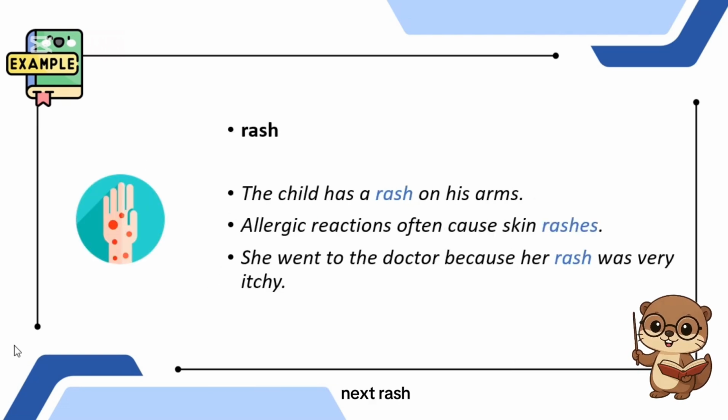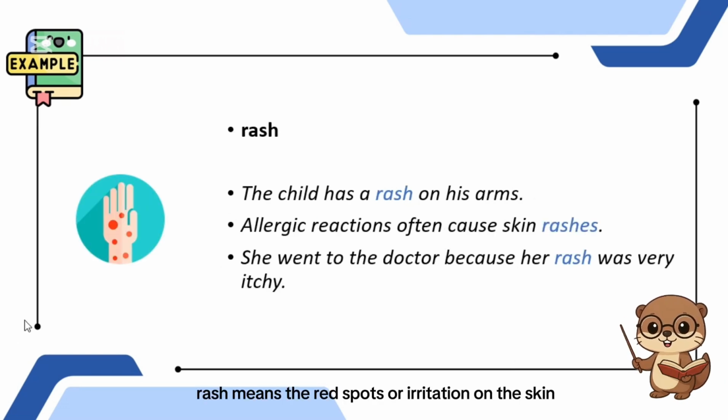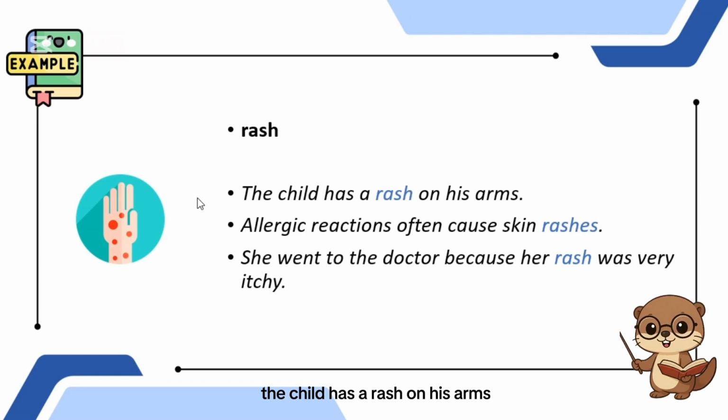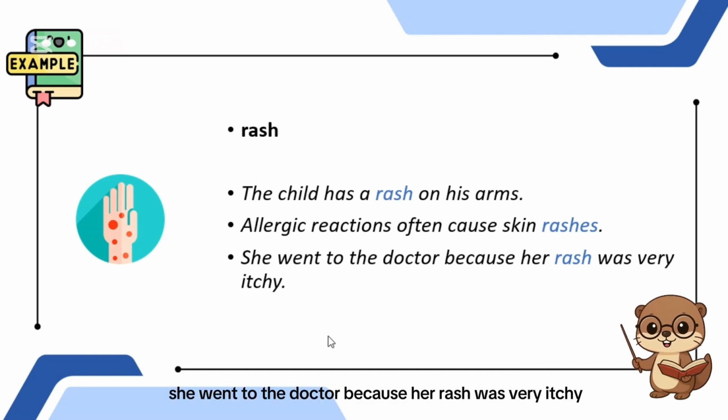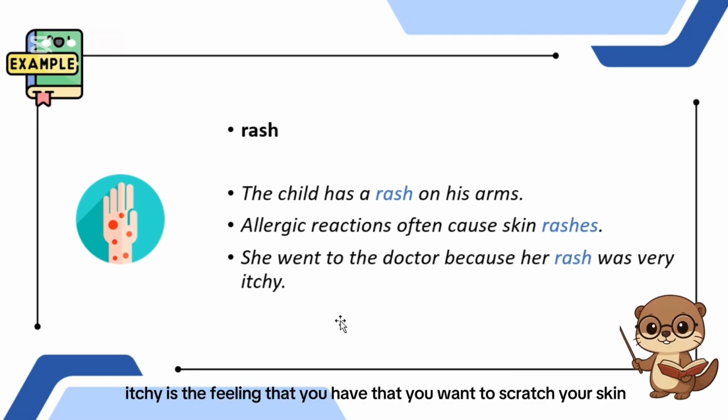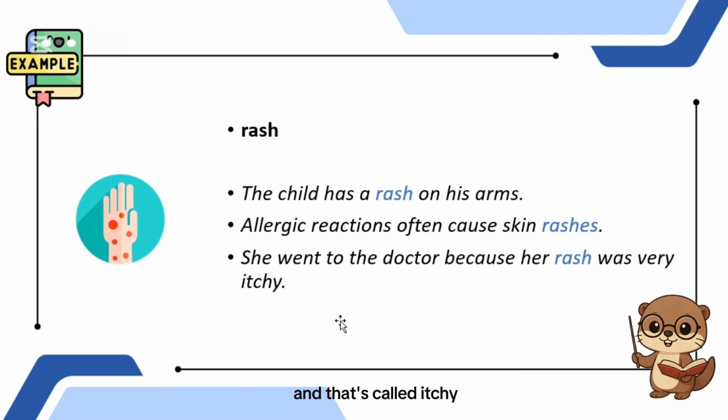Next, rash. Rash means the red spots or irritation on the skin. The child has a rash on his arms. Allergic reactions often cause skin rashes. She went to the doctor because her rash was very itchy. Itchy is the feeling that you have that you want to scratch your skin, and that's called itchy.